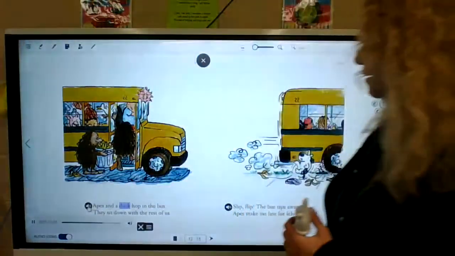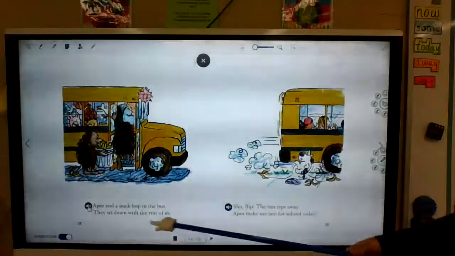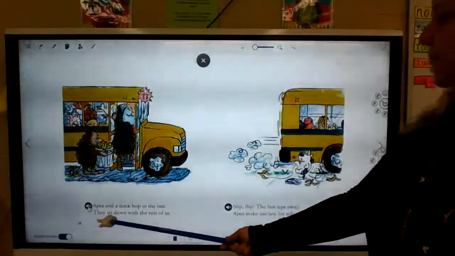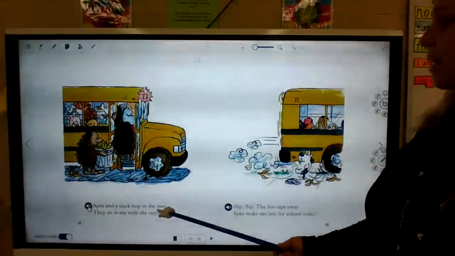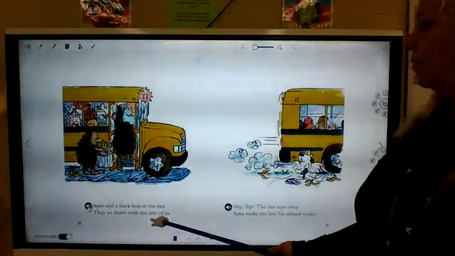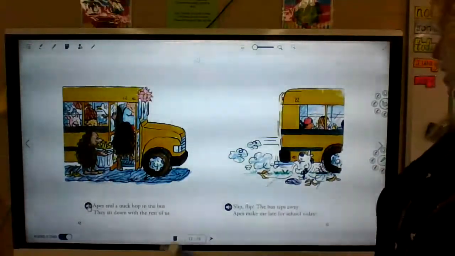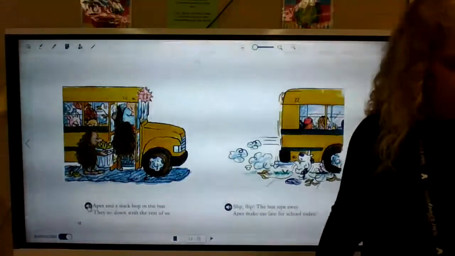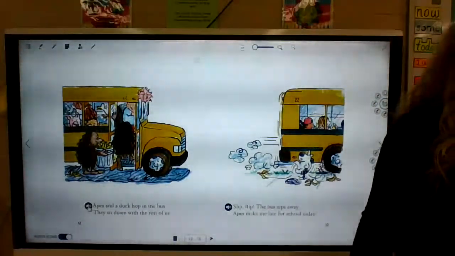Apes and a duck hop in the bus. They sit down with the rest of us. Okay, our turn. Apes and a duck hop in the bus. They sit down with the rest of us. So we have bus, us. Okay, make a prediction. What do you think might happen next?